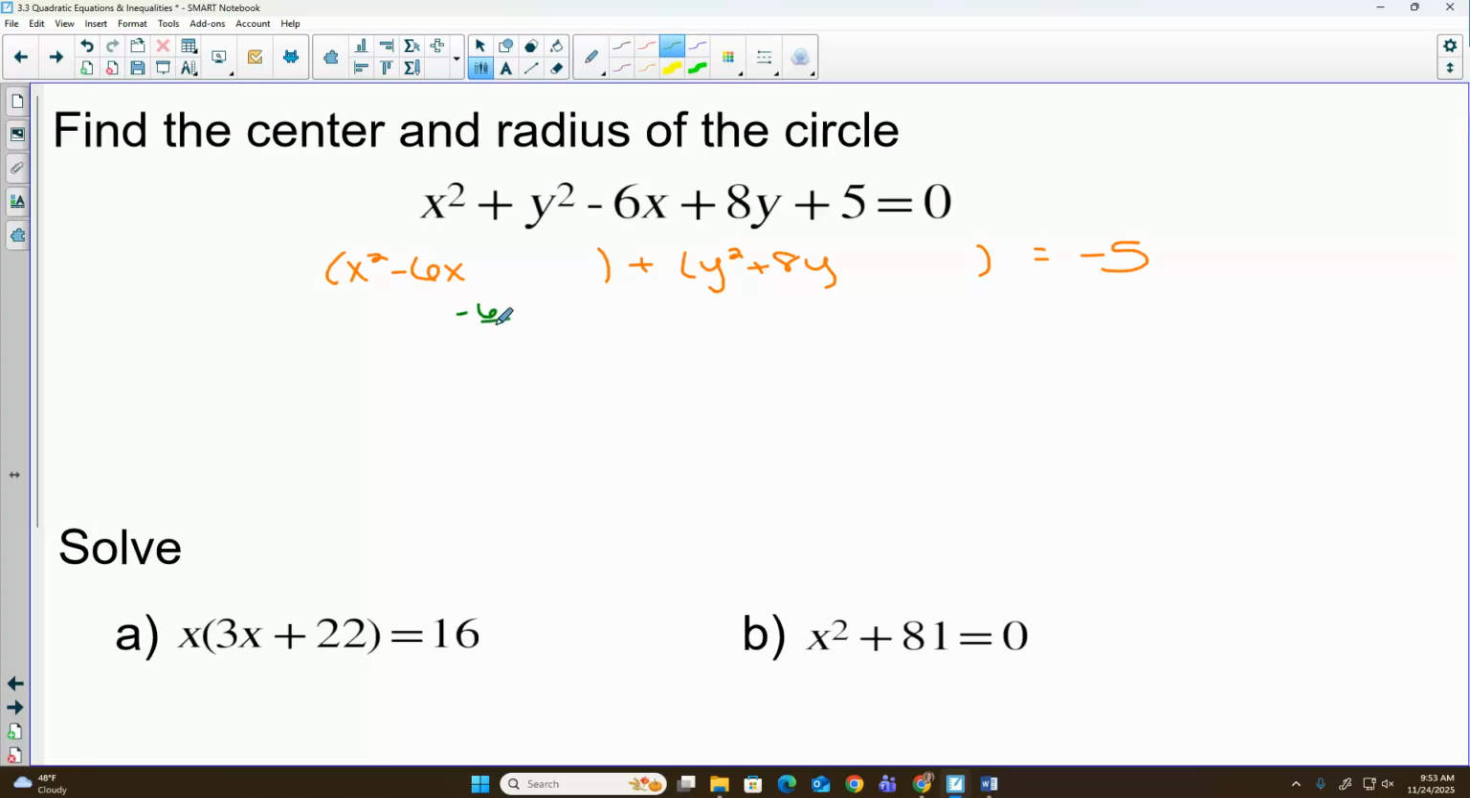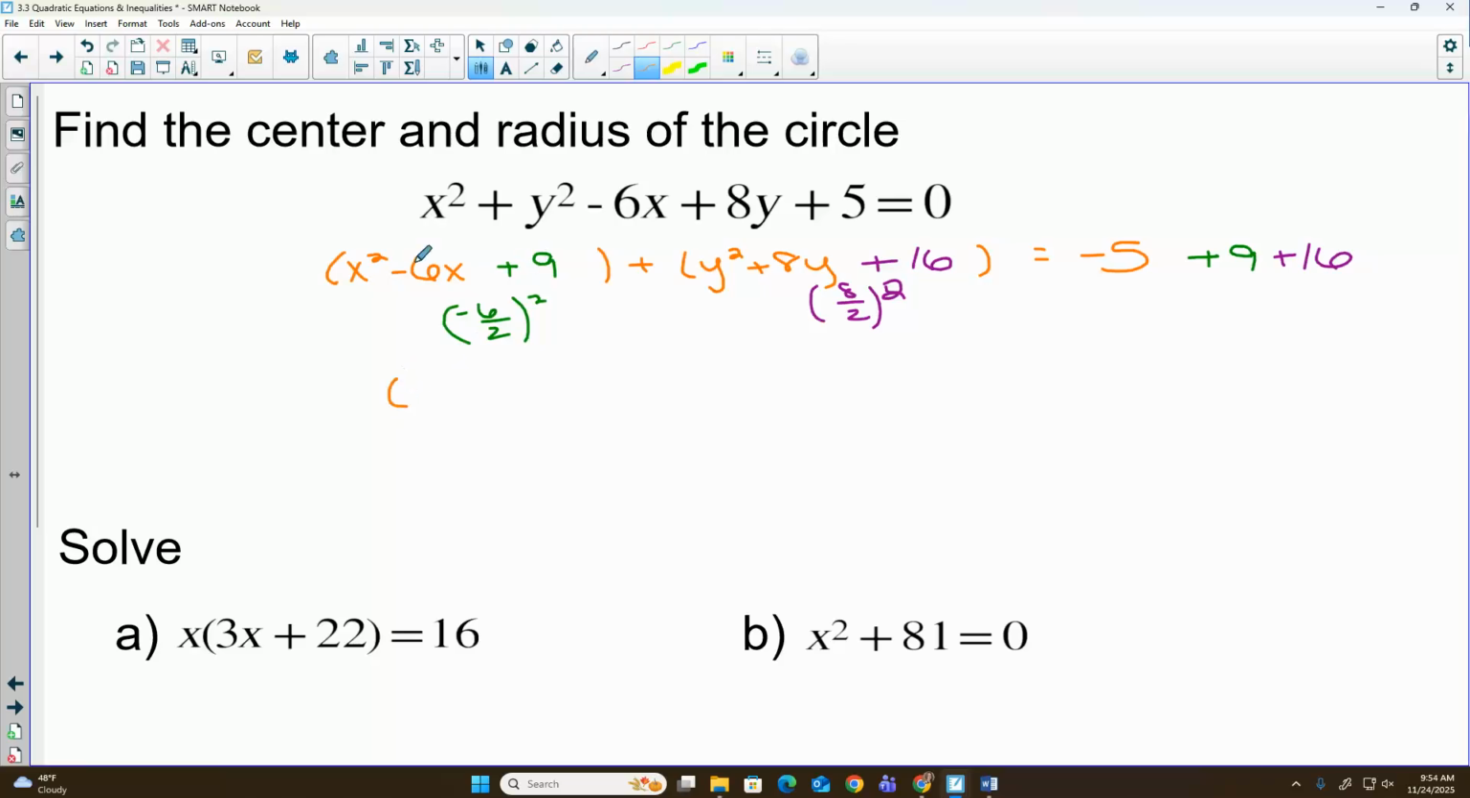So middle term divided by 2 squared. So -6 divided by 2 is -3, squared is 9. If you add 9 to one side, you add it to the other. Right, same thing with this. 8 divided by 2 squared. 8 divided by 2 is 4, squared is 16. So we add 16 to both sides.